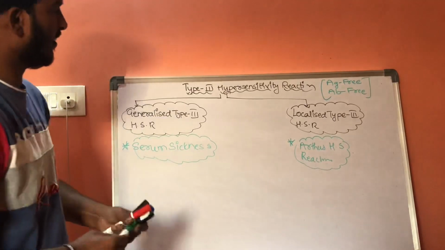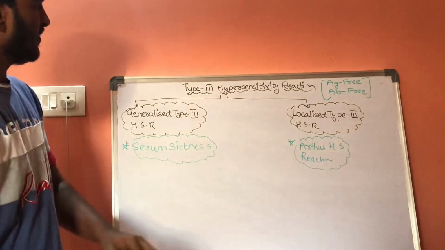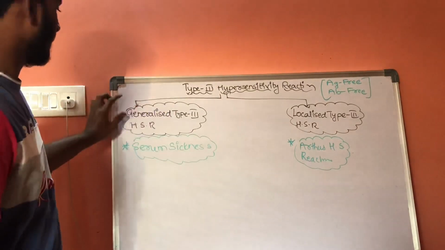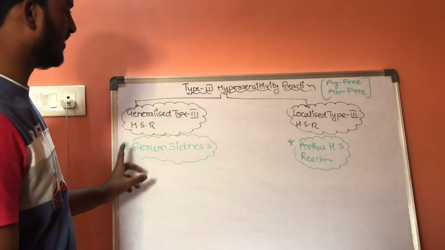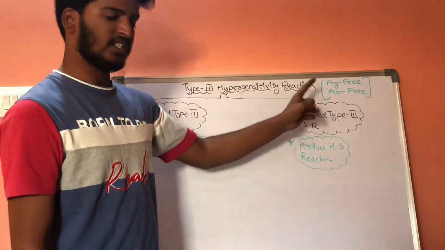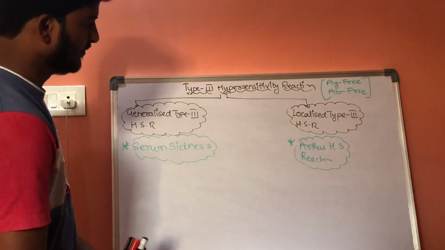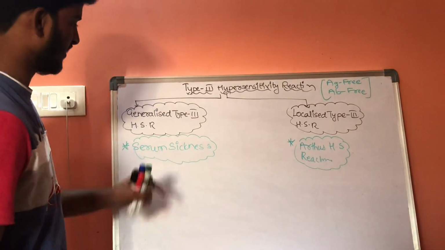These are some basics of type 3 hypersensitivity reactions. They are classified into two forms: generalized form, also called serum sickness, and localized form, also called Arthus reactions. Now let us discuss serum sickness.